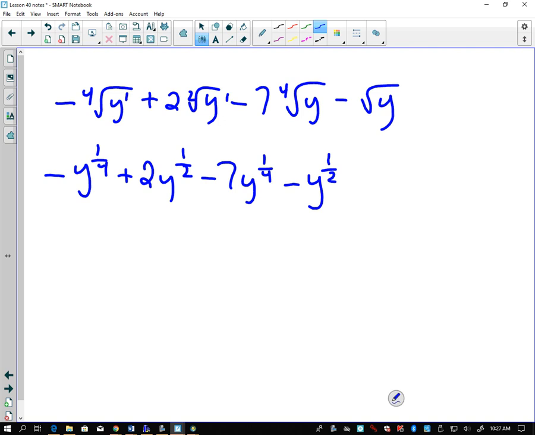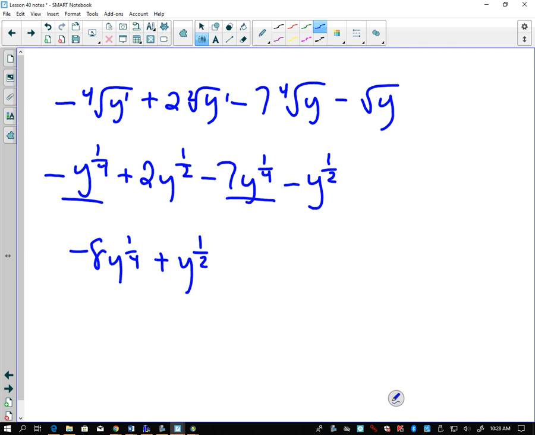Now, if you'll remember, I can only combine terms where the exponent is the same, right? The coefficient doesn't have to be the same. The variable and the exponent have to be the same. So this negative y to the 1/4, does it have a like term with anything? With the negative 7, right? So what's negative 1 minus 7? Negative 8. Y to the 1/4, right? So that gets this and this. And then I got the 2 and a negative 1, right? So it's just giving me positive 1, y to the 1/2.